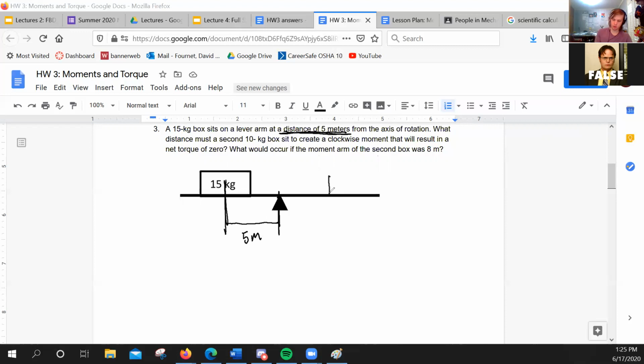So basically it's saying if I put a different box over here that was 10 kilograms, what distance d does it need to be? And what that means is we're trying to set moments equal to 0. So what we need to do is determine the moments being caused by these boxes, okay? So what force is the box going to be applying? It has a mass, right?